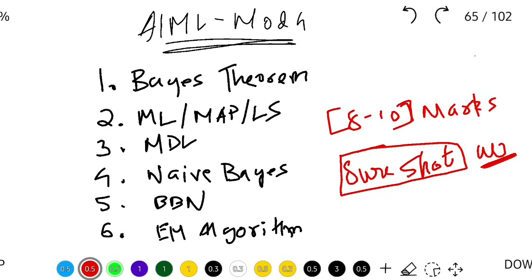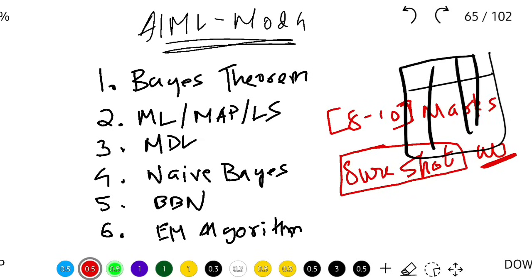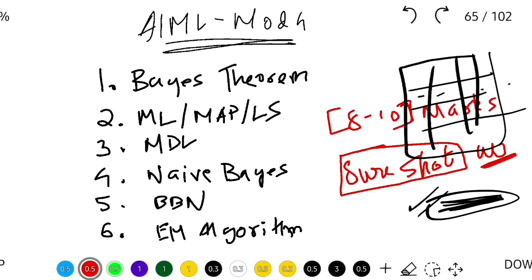In the exam you'll be given a data set like this, and another set of values will be given. You have to classify which class these values belong to. Those examples I'll be discussing, and I'll be telling you how to write them in the exam.